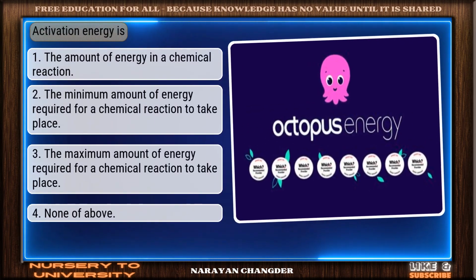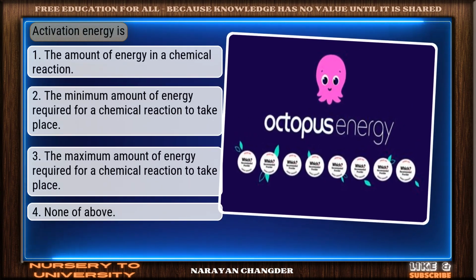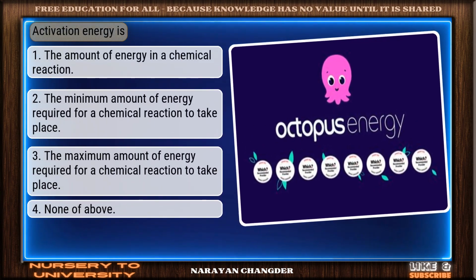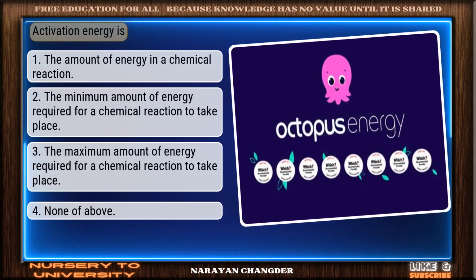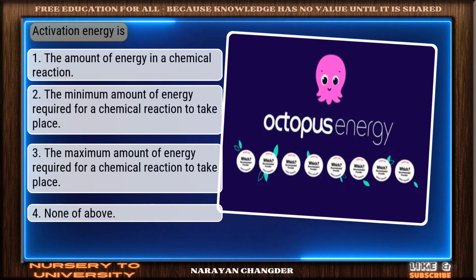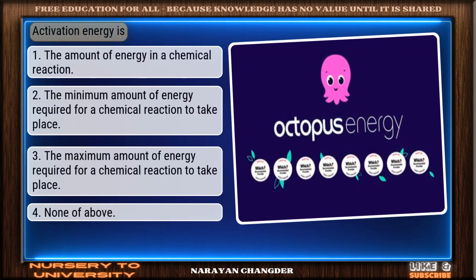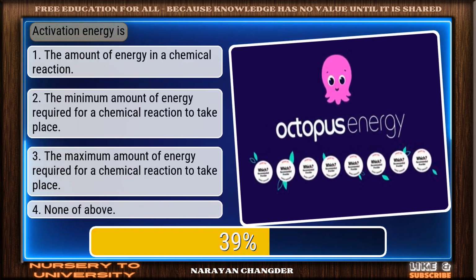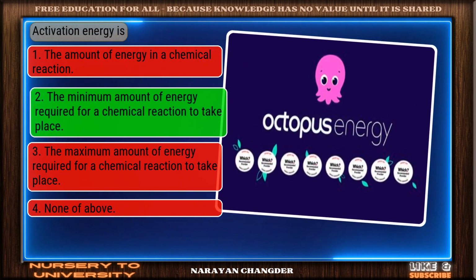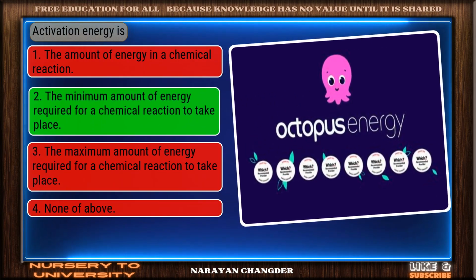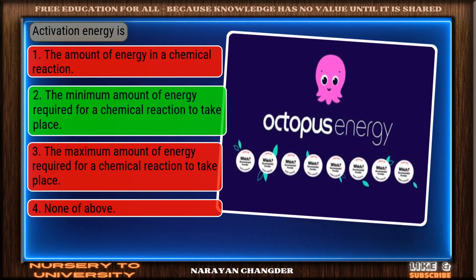Activation energy is: Option 1, the amount of energy in a chemical reaction. Option 2, the minimum amount of energy required for a chemical reaction to take place. Option 3, the maximum amount of energy required for a chemical reaction to take place. Option 4, none of above. Yep, the minimum amount of energy required for a chemical reaction to take place is correct.